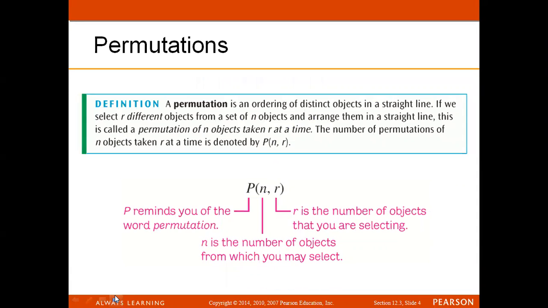Definition. A permutation is an ordering of distinct objects in a straight line. If we select r different objects from a set of n objects and arrange them in a straight line, this is called a permutation of n objects taken r at a time. The number of permutations of n objects taken r at a time is denoted by P(n, r). P reminds you of the word permutations. N is the number of objects from which you may select, and r is the number of objects that you are selecting.